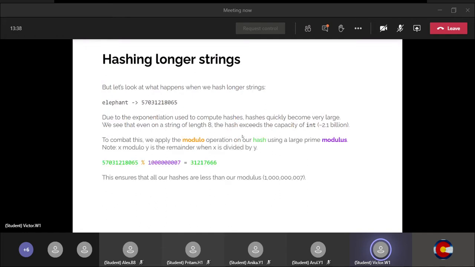So what we do is apply the modulo operation to our hash. Modulo just means x modulo y is the remainder when x is divided by y. So for example, 9 mod 4 is 1.